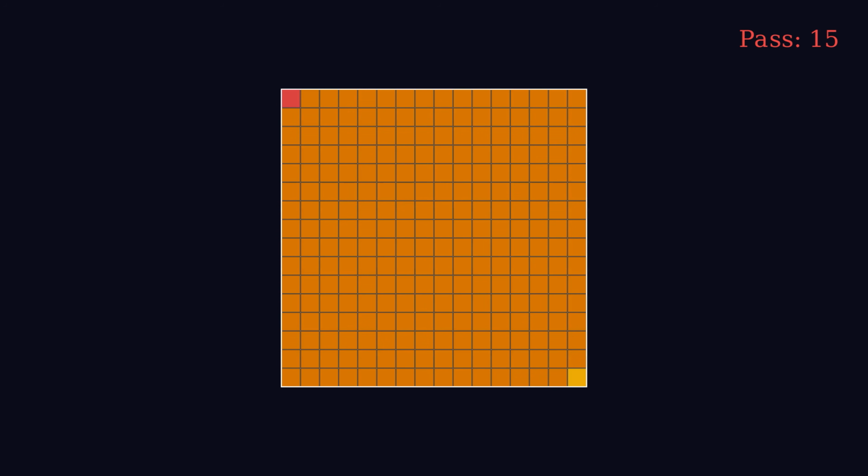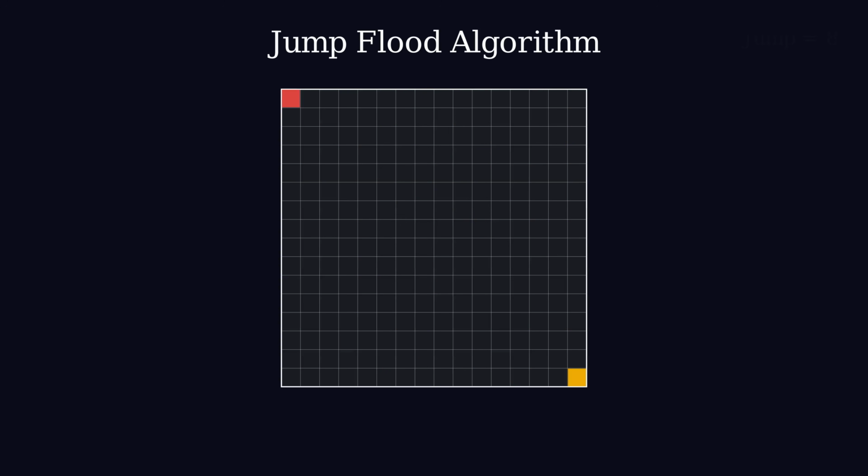But what if we didn't step one pixel at a time? Pass 1. Every pixel looks not at its immediate neighbors, but at pixels half the image width away, in all 8 directions. It asks, who's your closest seed? If any pixel reports a seed closer than what this pixel currently knows, it updates.